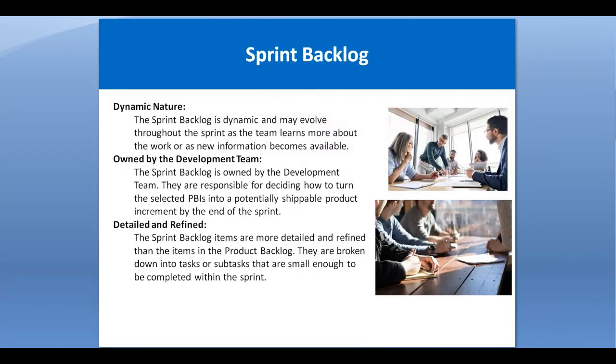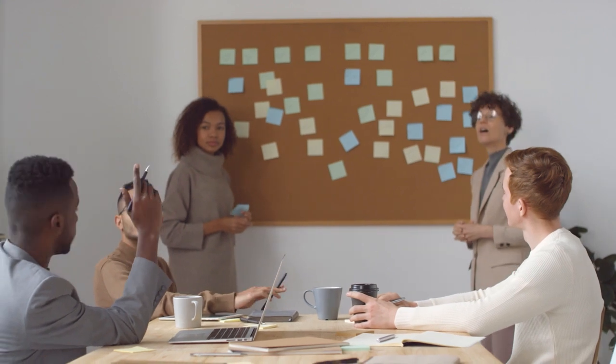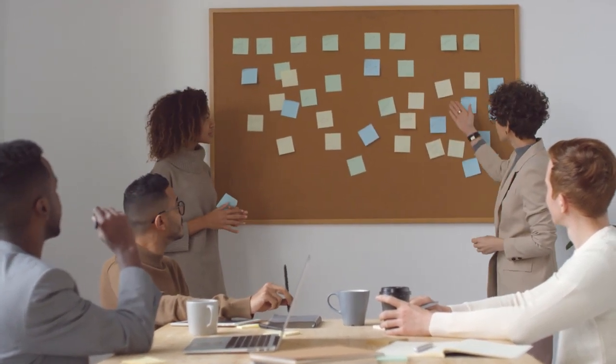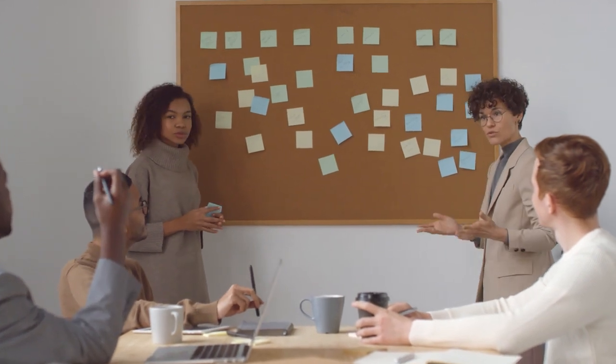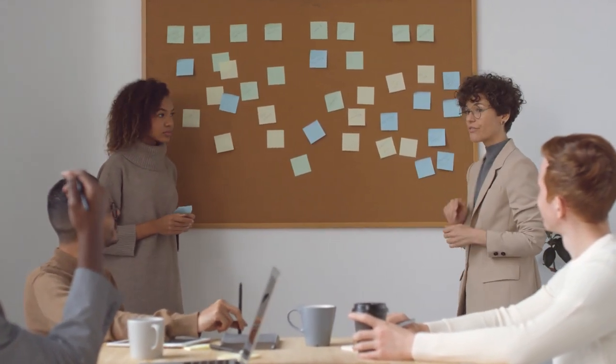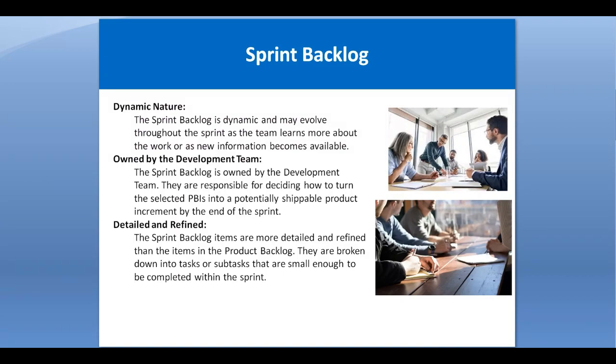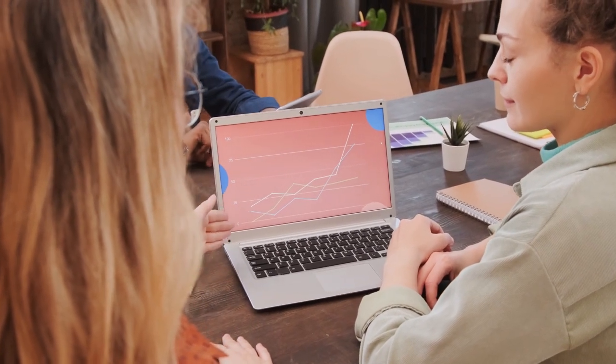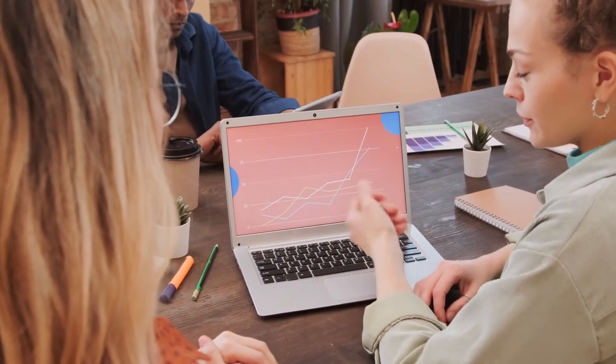Owned by the development team. That means the sprint backlog is owned by the Scrum development team, the core development team, which consists of, for example, software designers, developers and the deployment team. They are responsible for deciding how to turn the selected product backlog items into a potentially shippable product increment by the end of the sprint.